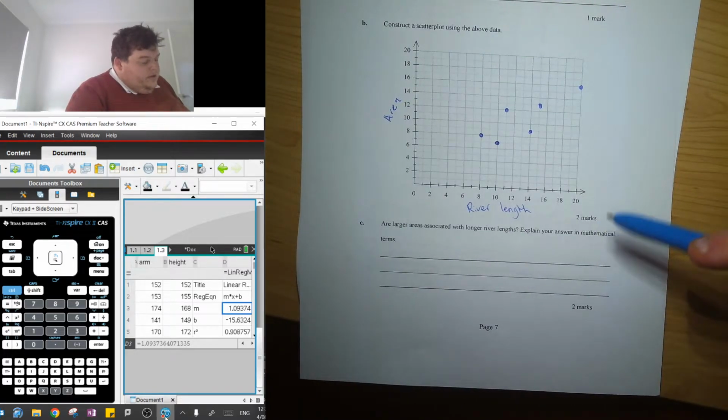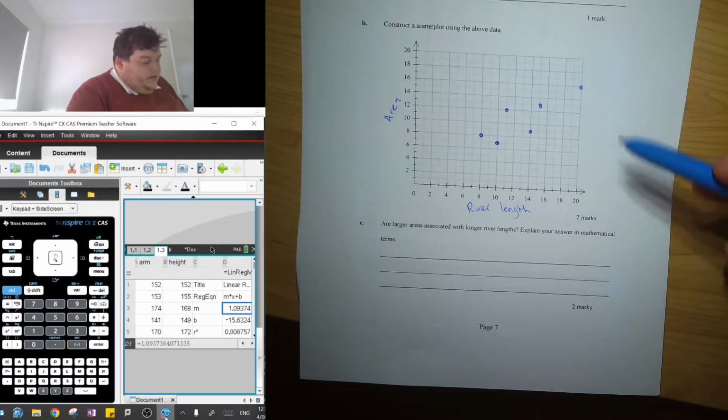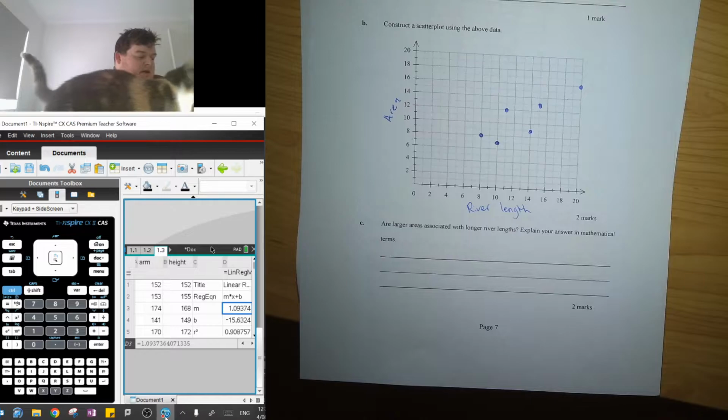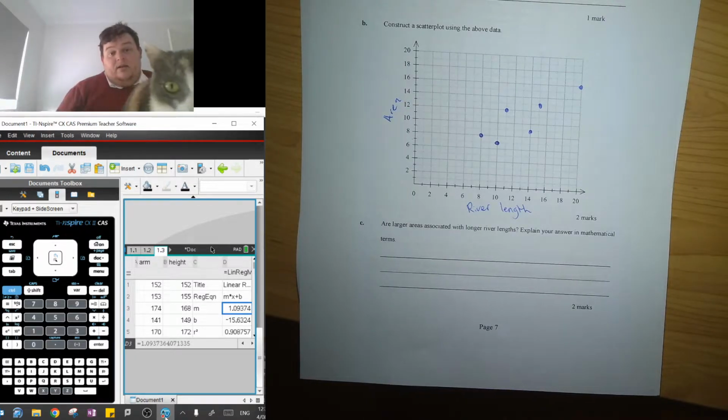Larger areas associated with longer river lengths. Explain your answer in mathematical terms. So it's not necessarily specific as to which one you have to use. I would say that the correlation coefficient is the best one to explain just how related they are.